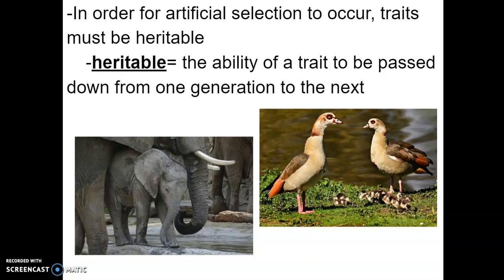Now, here's a term that you need to know, not just artificial selection, but natural selection as well. In order for this to occur, the traits that we're looking to get must be heritable. Heritable means the ability of a trait to be passed down from one generation to the next. Some things are not heritable, right? Some traits that we have aren't necessarily heritable. Some of them are. As we learn more about genetics, we see that a lot of things are things that we didn't originally understand. Somebody who's been a coal miner their entire life and developed lung cancer because of their job, that susceptibility to lung cancer may not necessarily be heritable.